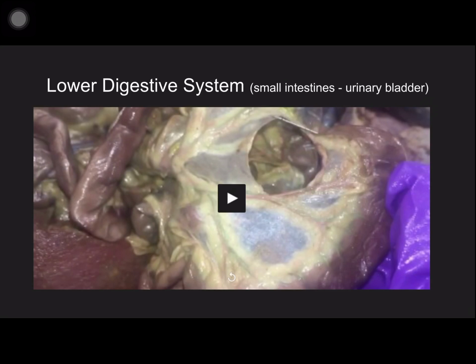Okay, that's the first video. So it was a bit more of the small intestines. You could see a bit of the mesenteries and the urinary bladder, and a bit of a division over there in the small intestines. And this is how we usually start off our slides, usually just with videos.